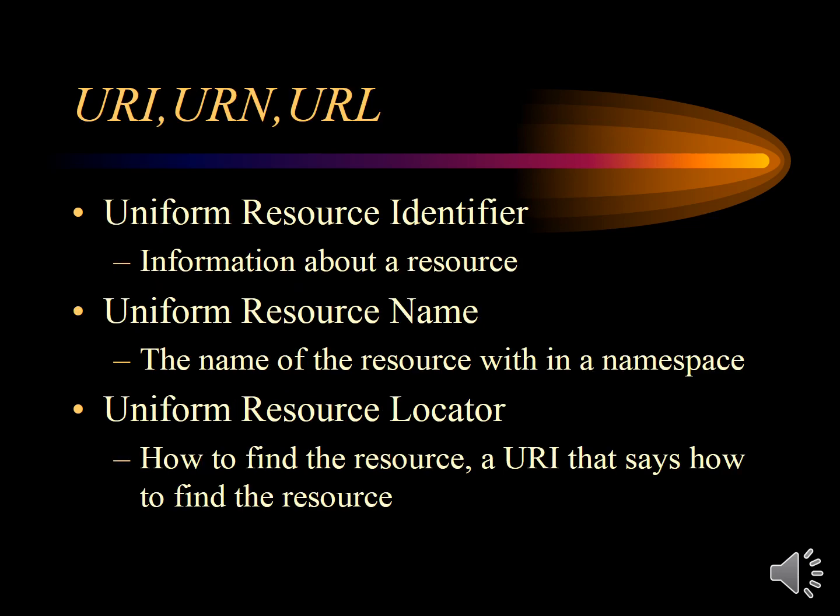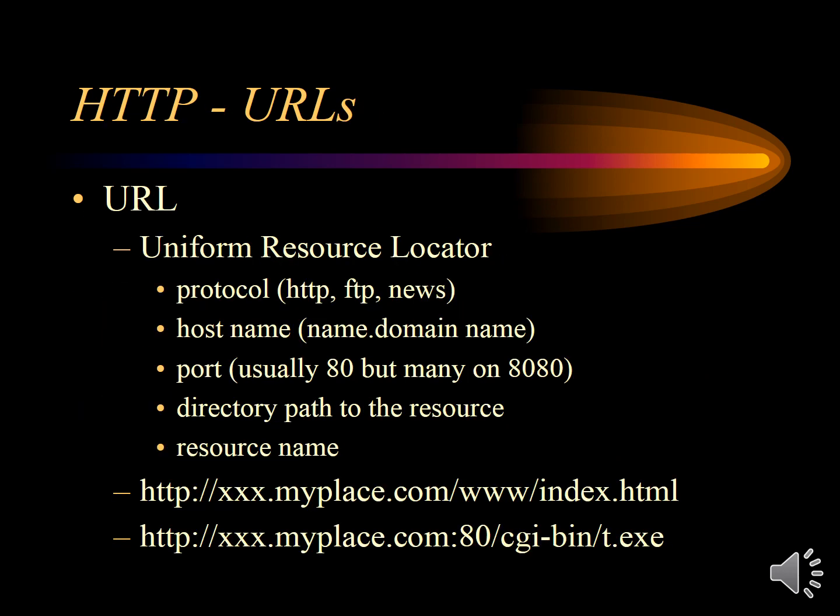So URI, URN and URL. Hope you are familiar with URL. www.ninu.edu is nothing but a URL, Uniform Resource Locator. URI is a Uniform Resource Identifier. It gives the information about your resource. Uniform Resource Name is the name of the resource in which the domain namespace is there. Uniform Resource Locator says how to find the resource.